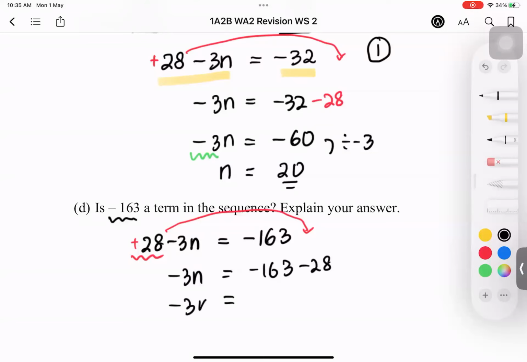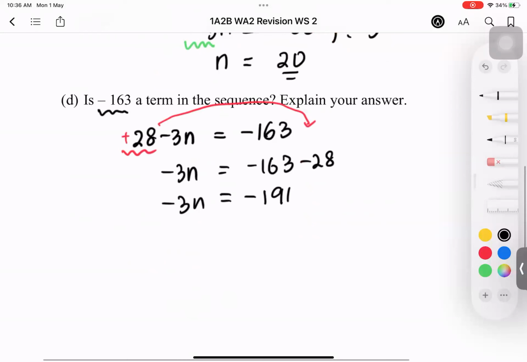Can you help me calculate? Negative 163 minus 28. What number do you get? Negative 191. Yes, thank you. Negative 191. Next one, Shakira. How do I get rid of negative 3?